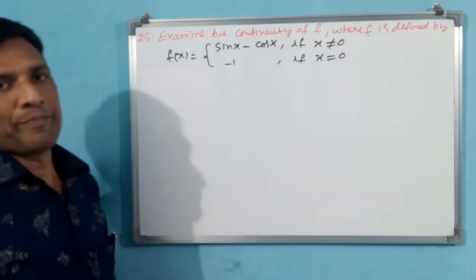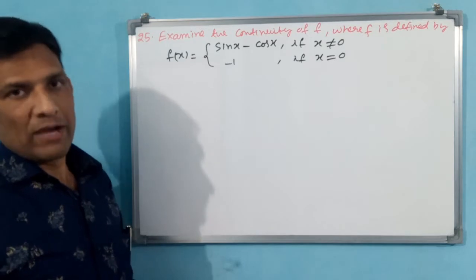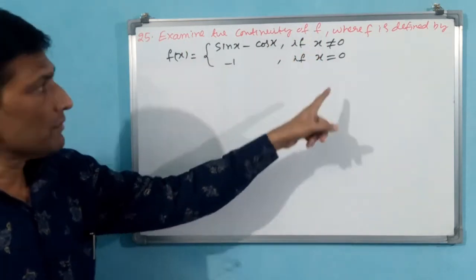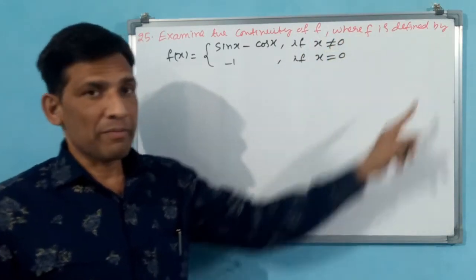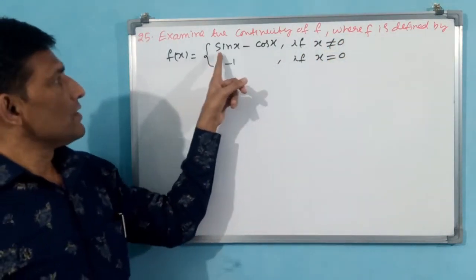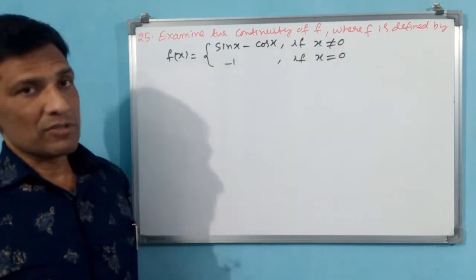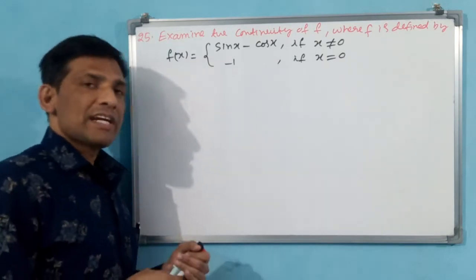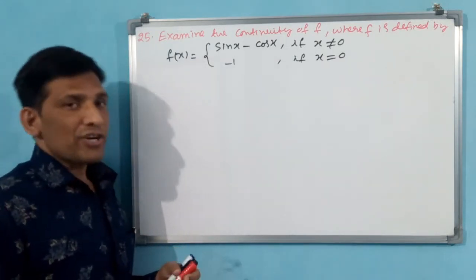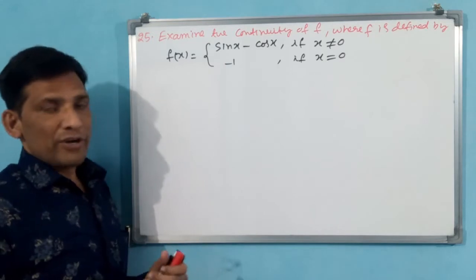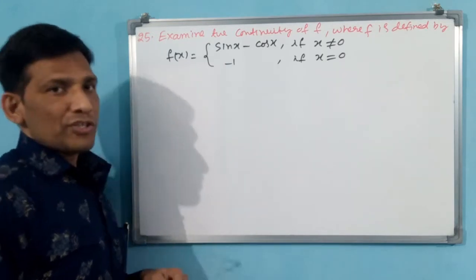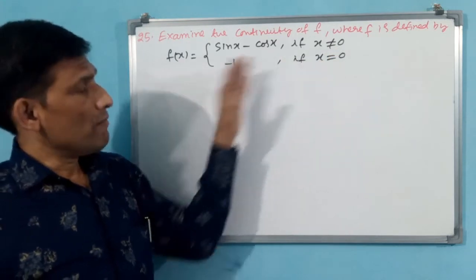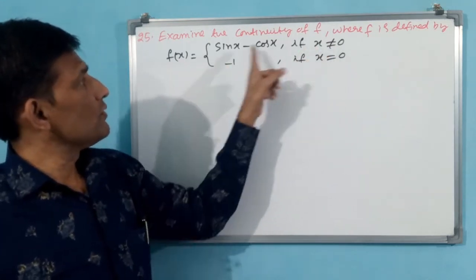Okay, see, the 25th question. What they have given? Examine the continuity of the function f, where the function is defined by sin x minus cos x if x is not equal to 0, and minus 1 if x is equal to 0. That means what you are going to understand here? If at all the function is discontinuous, why? Because he is asking us to examine the continuity. If at all this function is discontinuous, the discontinuity will be at x is equal to 0, the point of discontinuity. From minus infinity up to 0, this is continuous.